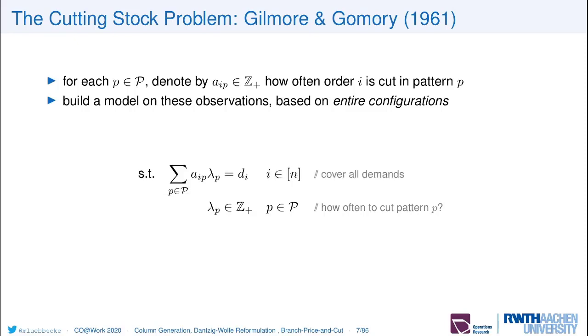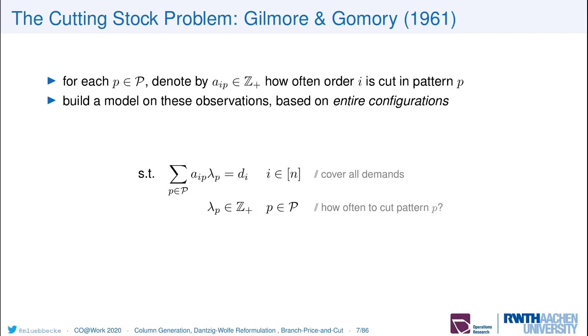Okay, all I have to ensure is that I'm selecting a number of patterns so that in total, the concert of them, so to speak, exactly satisfies my demand. So I'm counting how often a particular pattern is used, then I know how often a particular order is cut from that pattern. So I'm summing here in total over all the patterns how often a particular order is cut, and that should meet my demand. So this gives me a feasible solution.